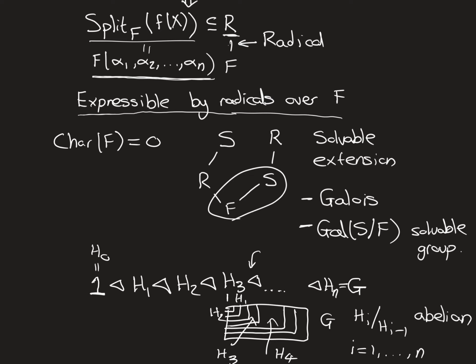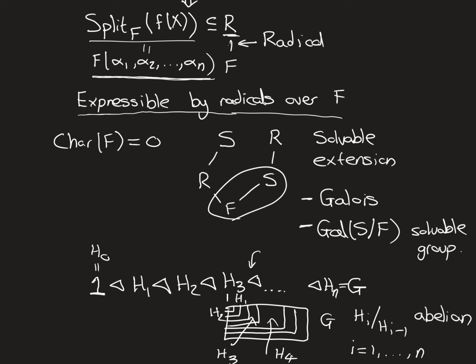It doesn't say anything about how many of them there are. It doesn't say that all ascending chains of subgroups have to obey this, not at all. It just means that there has to be one. You have to be able to find some ascending chain of normal subgroups like this inside your group where all of the quotients are abelian. If such a chain exists, then the group is called a solvable group.